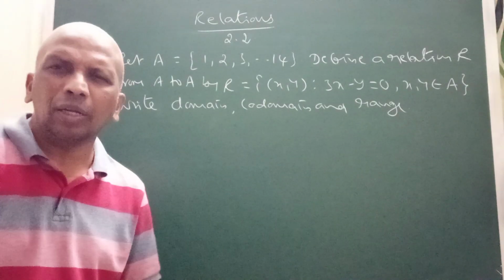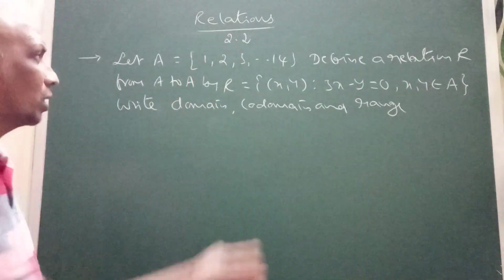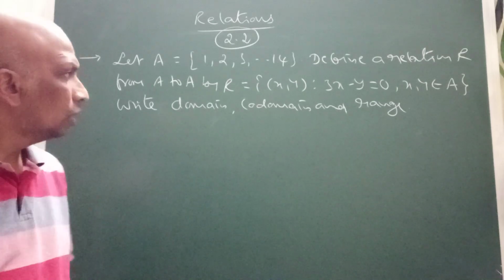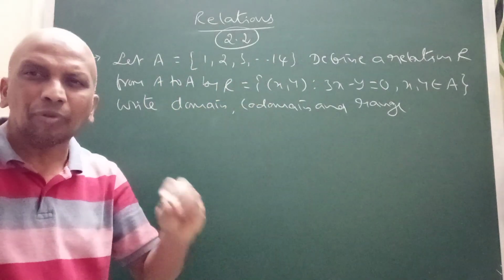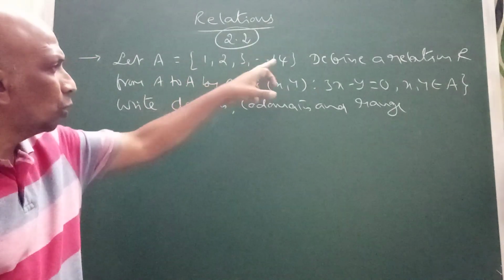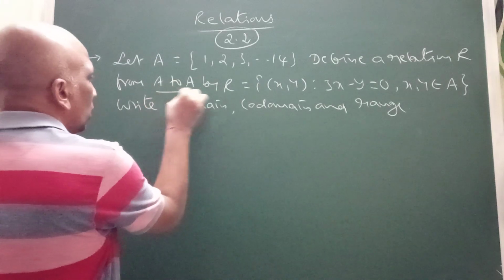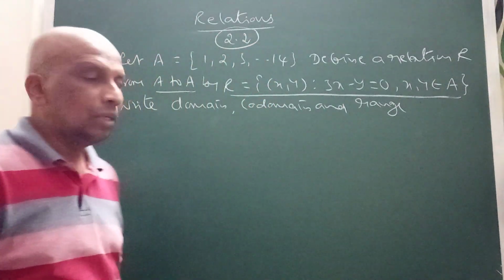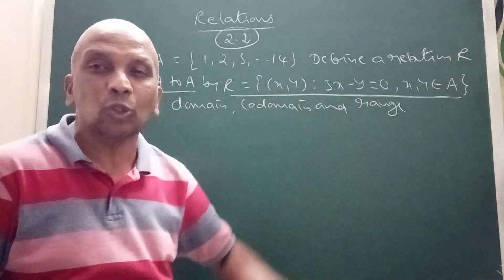Now I am going to explain the first problem in exercise 2.2. Here, A is equal to {1, 2, 3, up to 14}, so A has 14 elements. Define a relation R from A to A by R equal to {(x, y) such that 3x minus y equal to 0, x, y belong to A}.